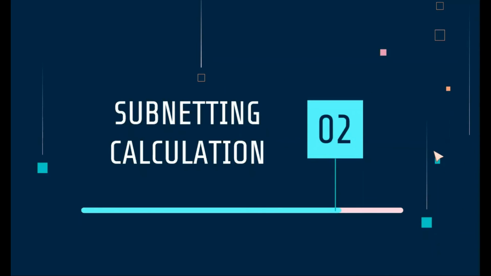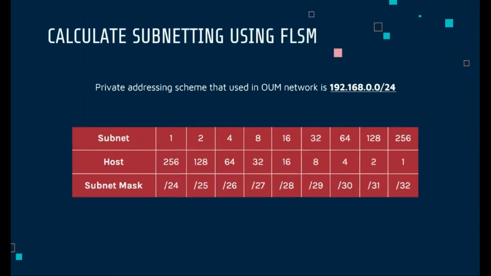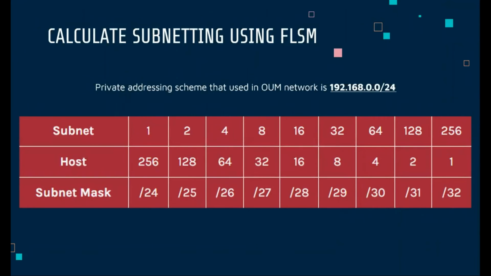Assalamualaikum warahmatullahi taala wabarakatuh. Today I would like to present my part, which is subnetting calculation. I will show you how to calculate subnetting using FLSM. The private addressing scheme used in the OUM network is 192.168.0.0/24. So this is the subnetting table.